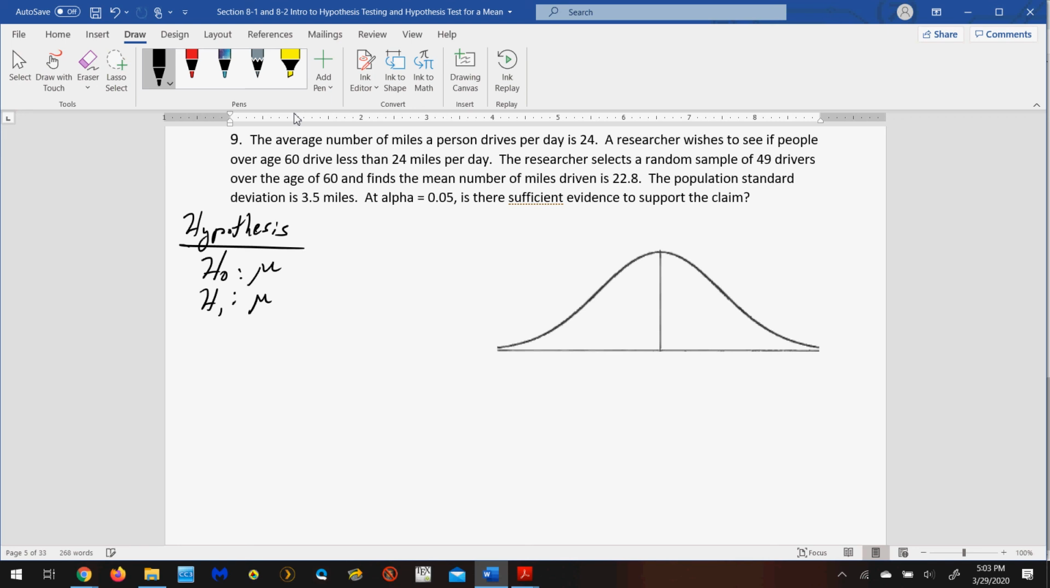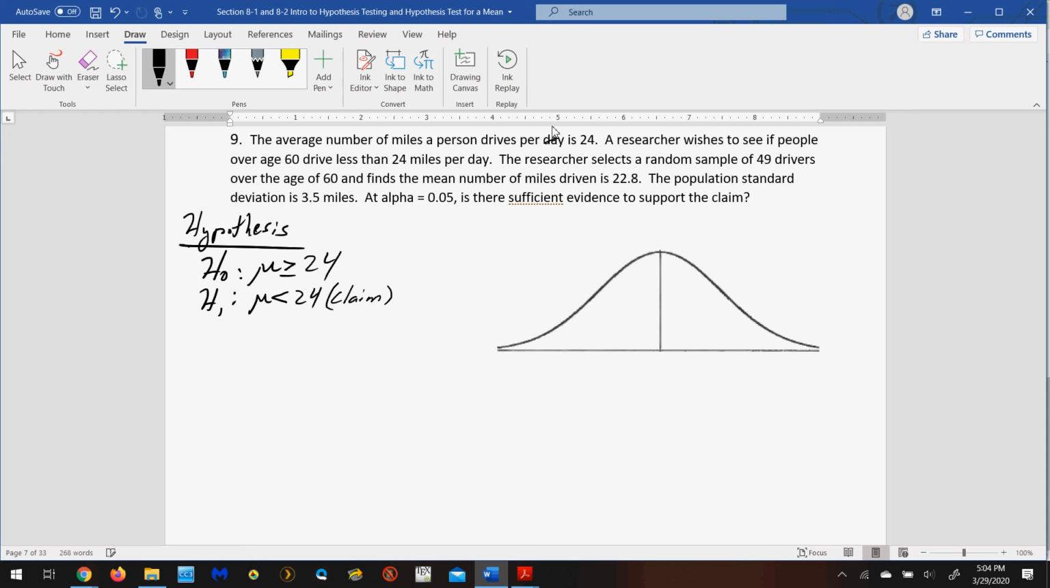And what is it that you are wanting to test? I know this says is, which means equals. But what they are looking to test is they said they wish us to see if people drive less than 24 miles per day. So their claim is actually right down here, and it's less than 24 miles, which means the H sub 0 would actually be greater than or equal to 24. So be careful and focus on what is it that you're actually testing, or what hypotheses are you actually testing?